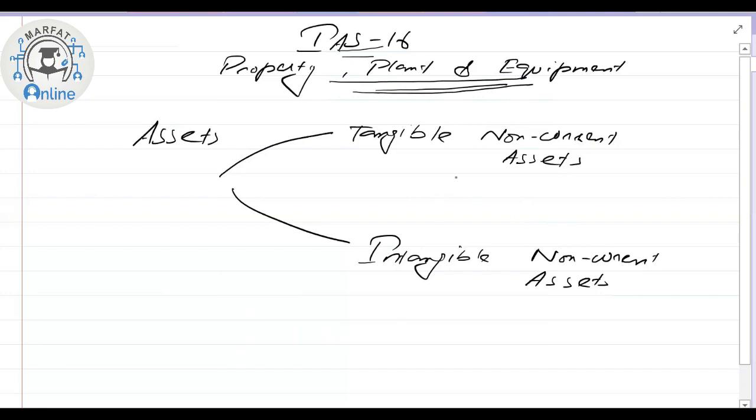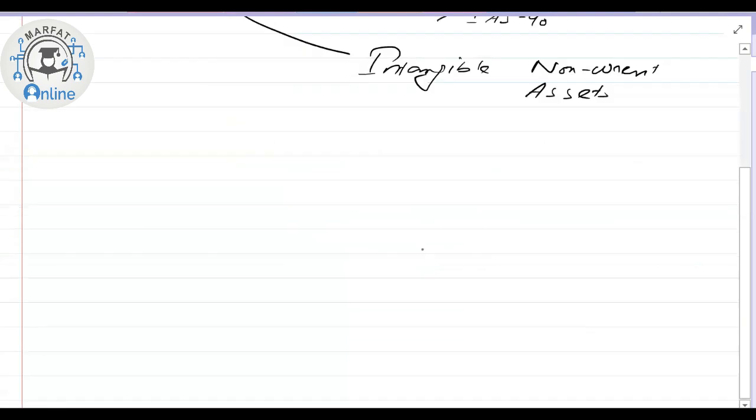Now, the tangible non-current assets have two standards. One is IS-16 and the other is IS-40. Both are tangible non-current assets, but they have different standards. Now we have to understand what IS-16 is all about. So, scope: what things are we going to classify under IS-16?